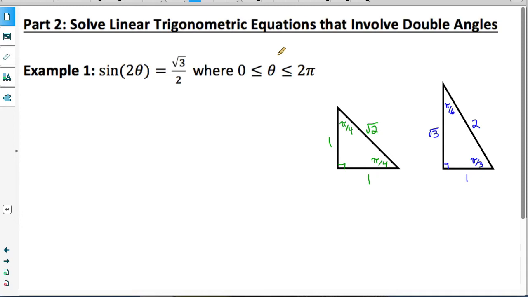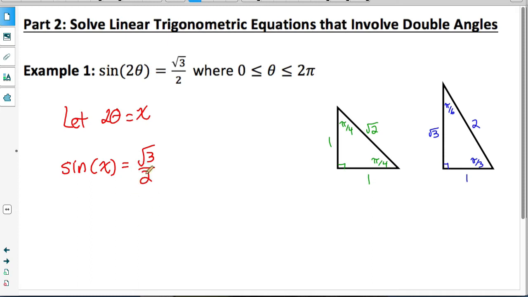So we need to figure out what values for theta make this equation true. The first thing we should do is change this equation to a linear trig equation by using a let statement. That'll create an equation that we know how to solve from previous sections in this unit. So I could make a let statement that says let 2 theta equal any parameter we want. I'll use x. Let 2 theta equal x. And now look at what the equation looks like. It's sine of x equals root 3 over 2. And that's just a linear trig equation that we know how to solve from earlier in the unit.